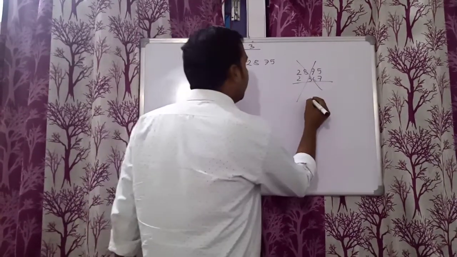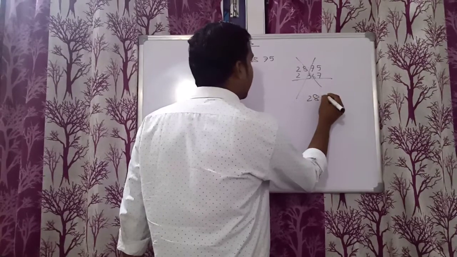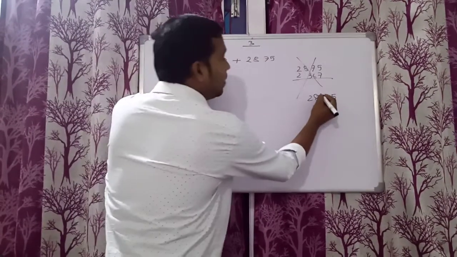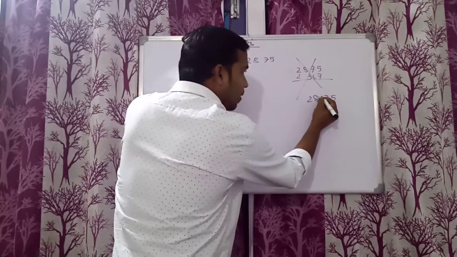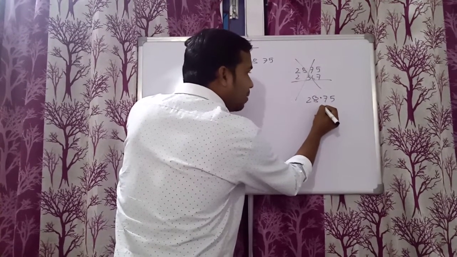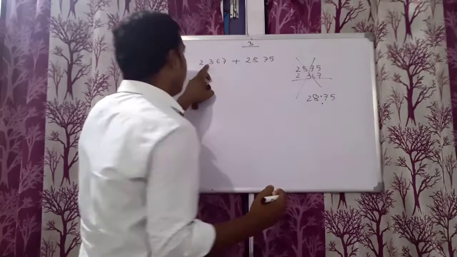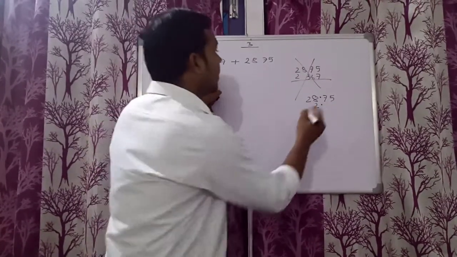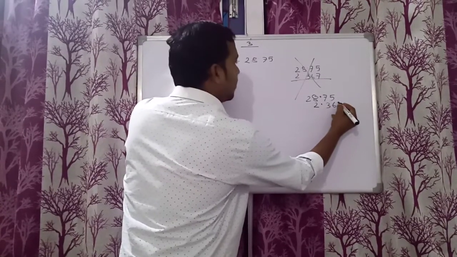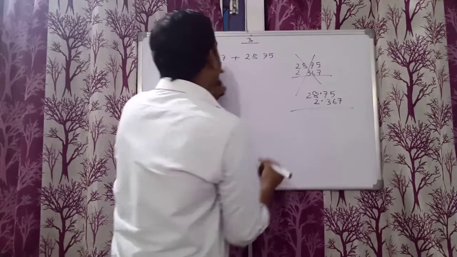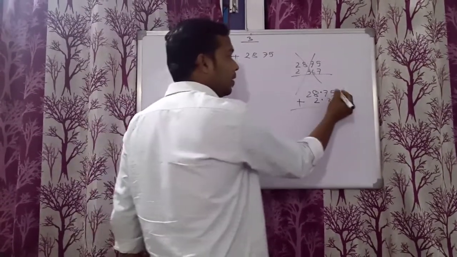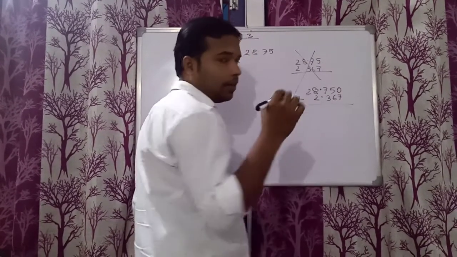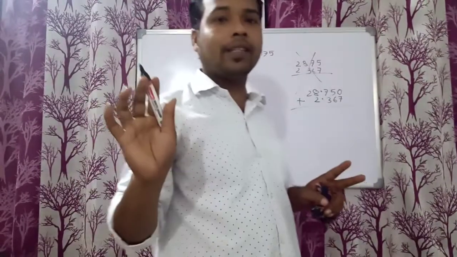Then how will you write it? 28.75. Then in this number, where is the decimal? Put the decimal up. Decimal should be in a line. That means decimal should be here. And before decimal here is 2, then before decimal put 2. After decimal there is 367. Then add it. Here nothing is there, that means 0 is there. If there is nothing, you can think there is a 0.